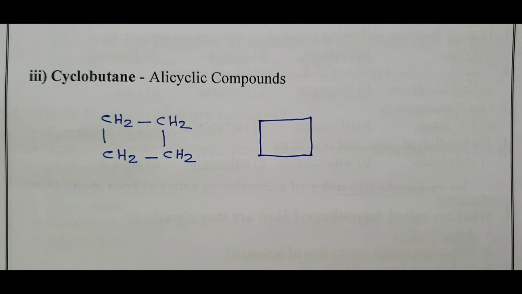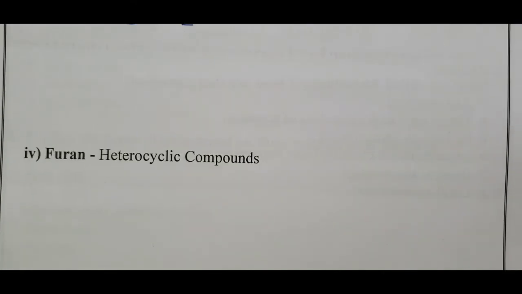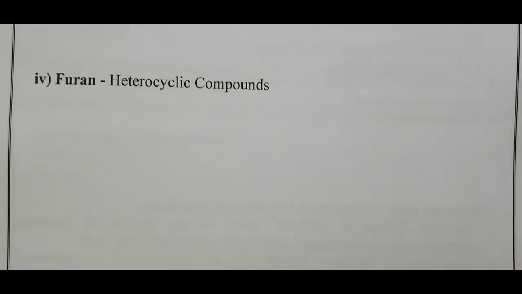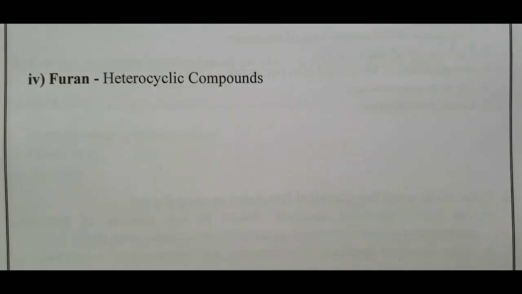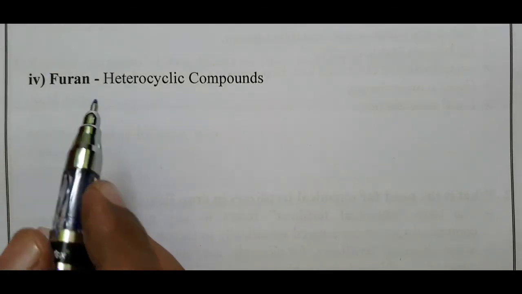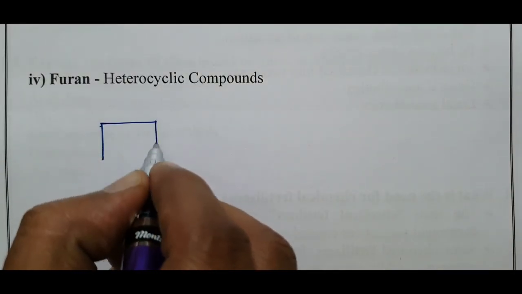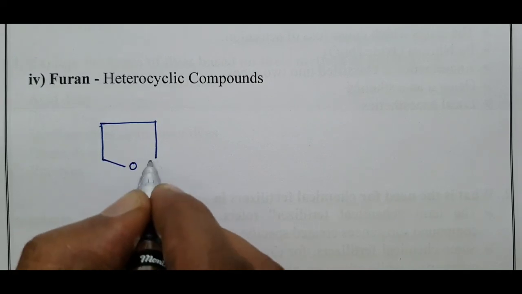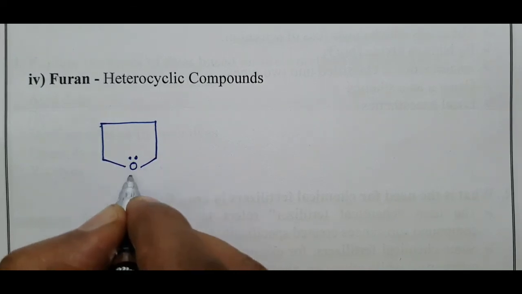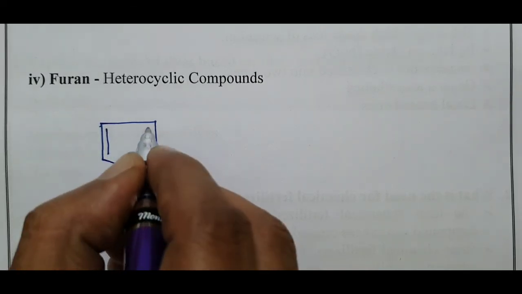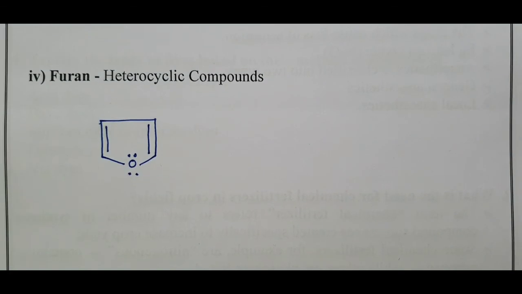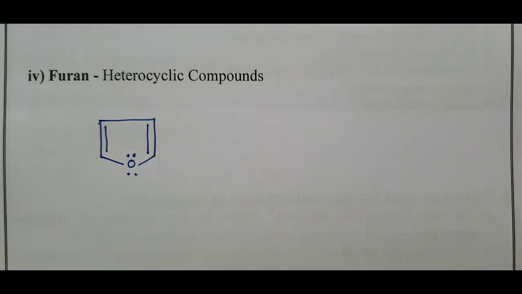Then furan, a heterocyclic compound in which the heteroatom oxygen is present in furan. It is a 5-membered ring. This is your furan, oxygen. There are 2 pairs of electrons here, one double bond here, one double bond here, furan. One student's activity and 6 assessments we have completed.